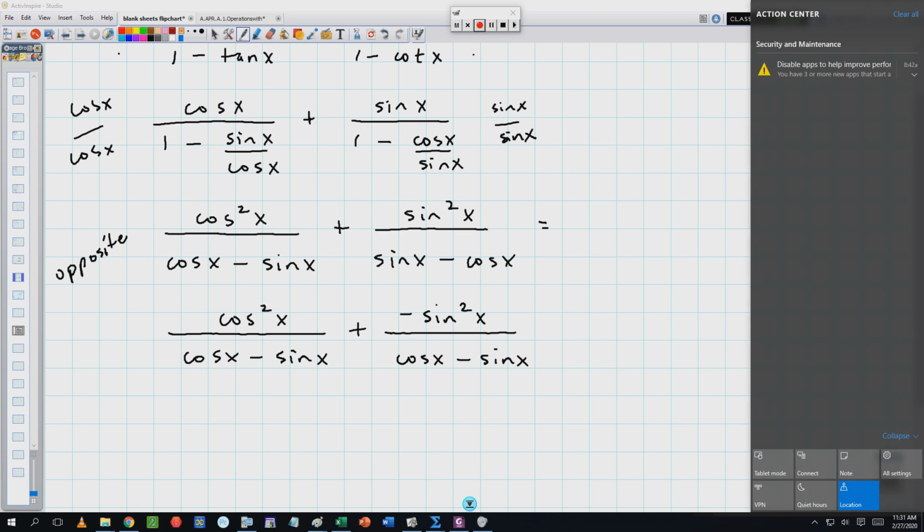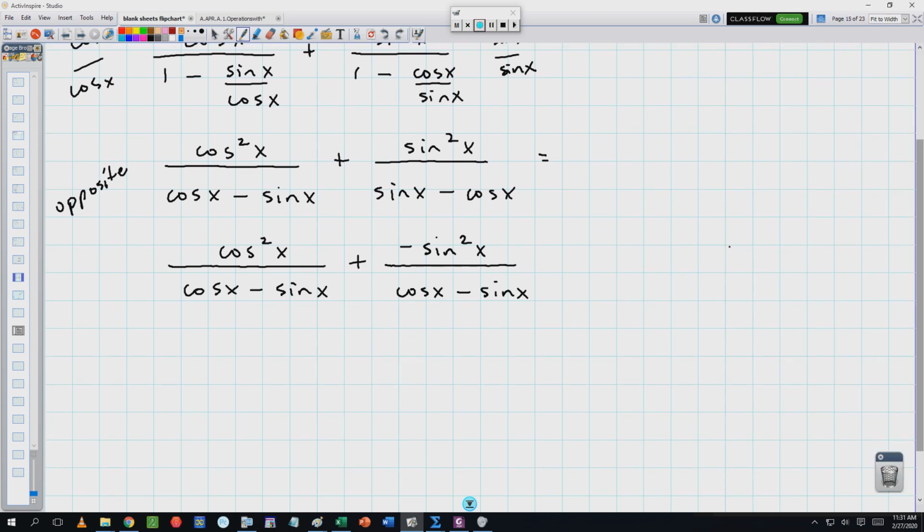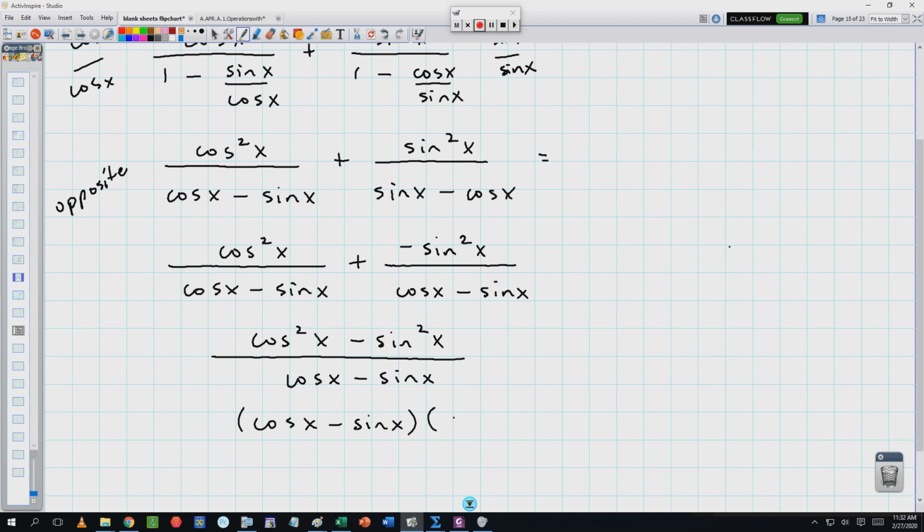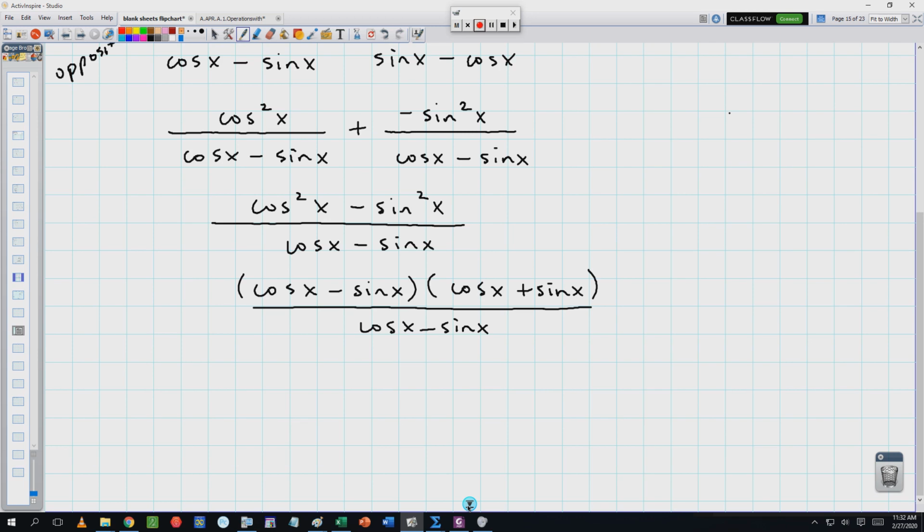Now that the denominators are the same, I can combine these into a single fraction. Plus minus will be minus, and that little rascal there is factorable. So I'll factor the top. It's a nice difference of squares. All that's over. And I'll cancel the like grouping. And that was our target.